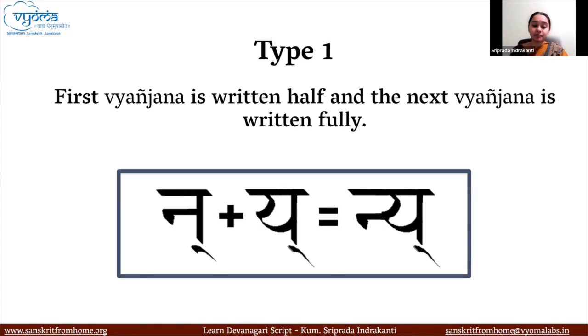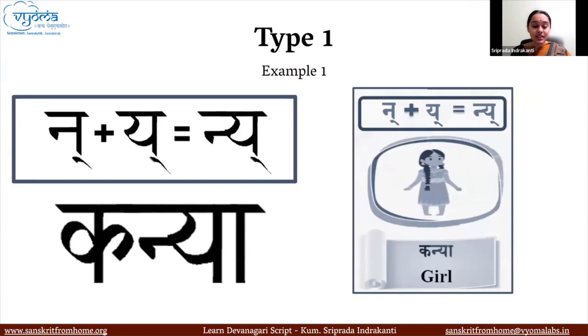So type 1, first vyanjana is written half, and the next one is written fully. So this takes a lot of practice to be able to write it neatly and make it look good. It will take a lot of practice. This is the time in this course where we have to be really patient, because gunitaksharas were only 15, and these are like thousands. So we have to just be patient and enjoy the different combinations. So example for this is Kanya, as she mentioned.